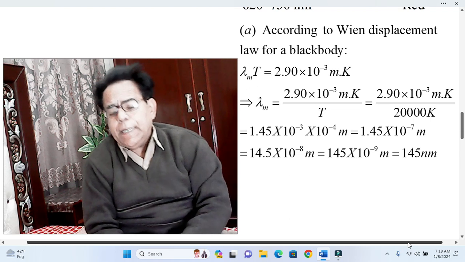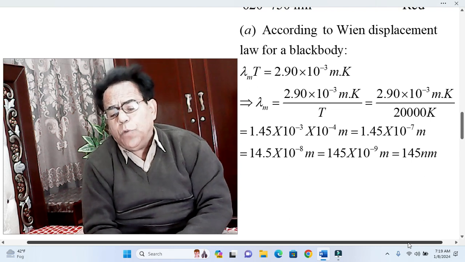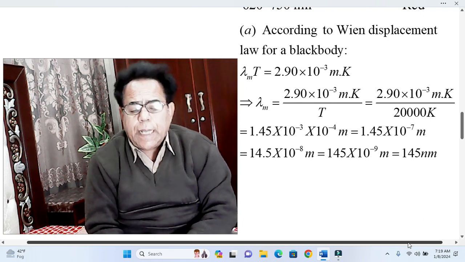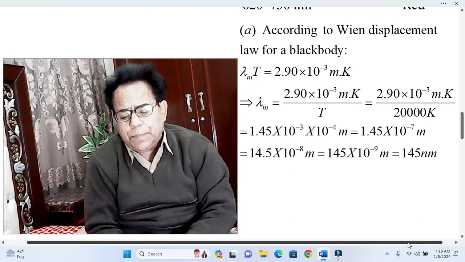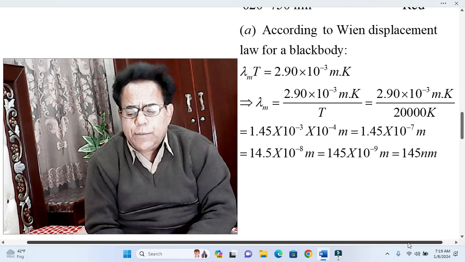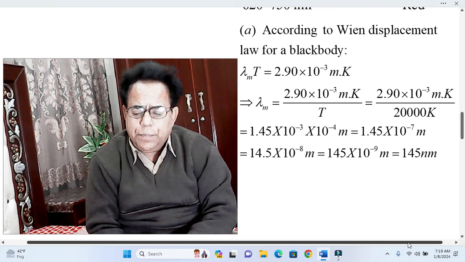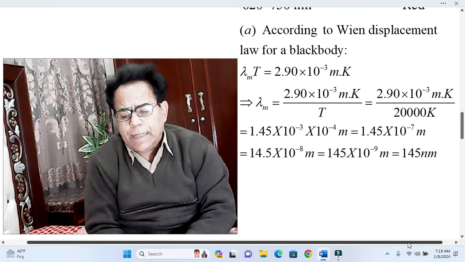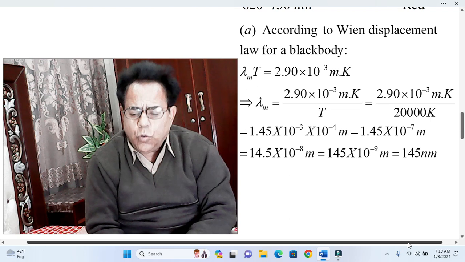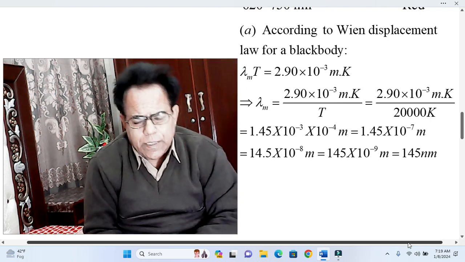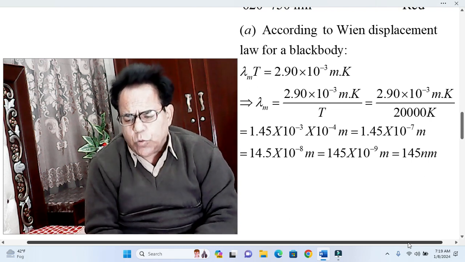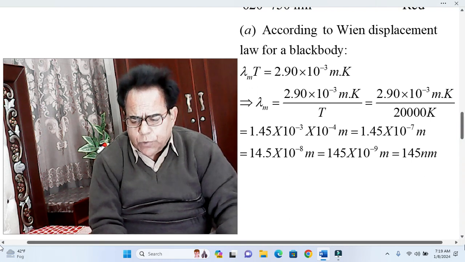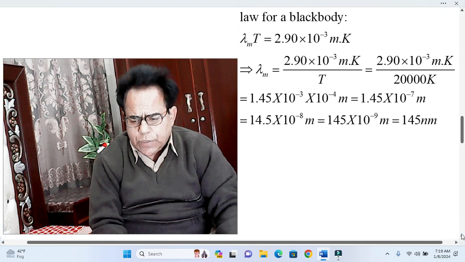10 raised to the power minus 9 is nano, while 10 raised to the power plus 9 is giga. 10 raised to the power minus 6 is micro, while 10 raised to the power plus 6 is million or mega. 10 raised to the power minus 3 is milli, while 10 raised to the power plus 3 is kilo. And hence our lambda m finally becomes equal to 145 nanometer.